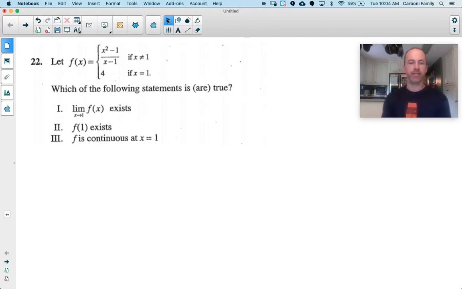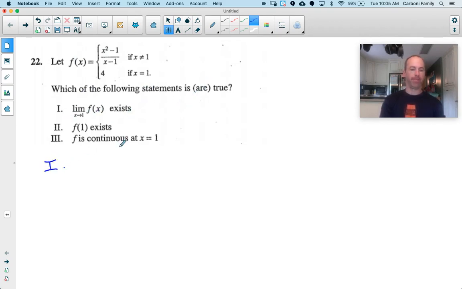Okay, so let's look at these multiple choice questions I asked y'all to do today. This is number 22 on the Berenstain. We have a piecewise function. They simply ask which of the following are true. First, the limit as x approaches 1. This one, I mean, you could L'Hopital it.